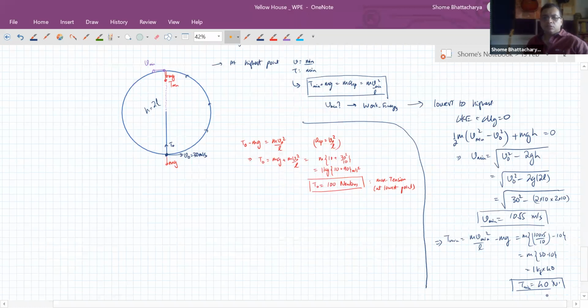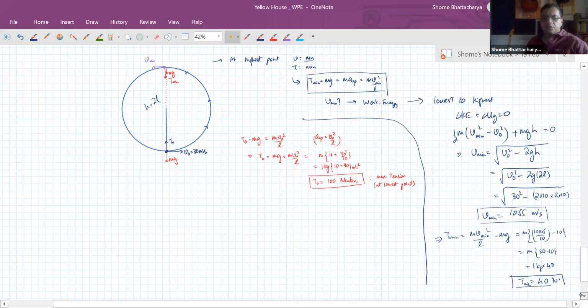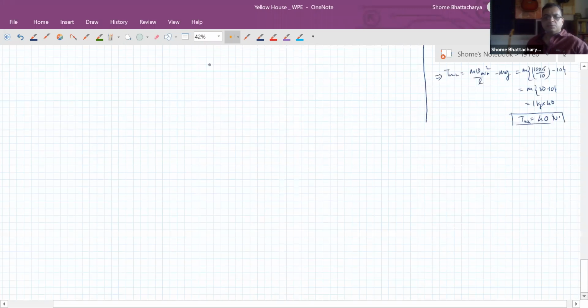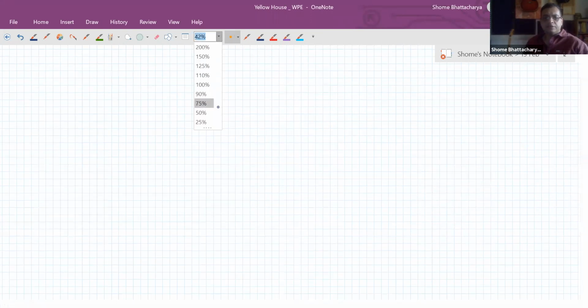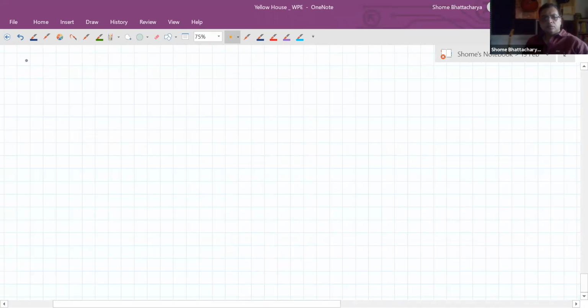Okay, so hope this question is clear. Now let's come to the second part. When we give the speed of 20 meters per second, which is less than root 5 GL. So what is happening is V naught is less than root 5 GL, but at the same time greater than root 2 GL.